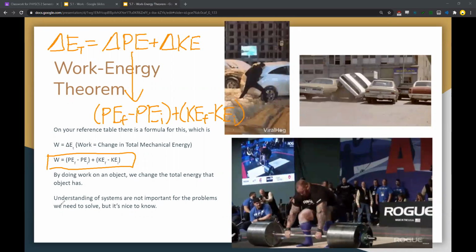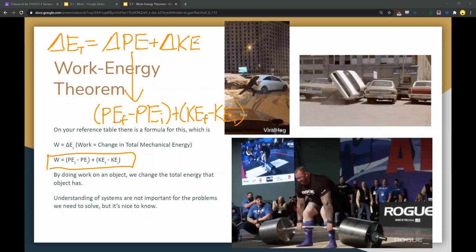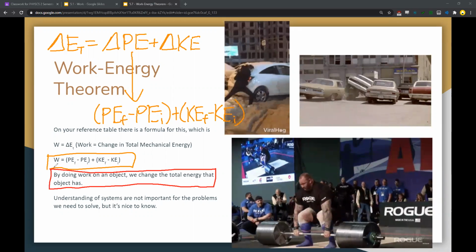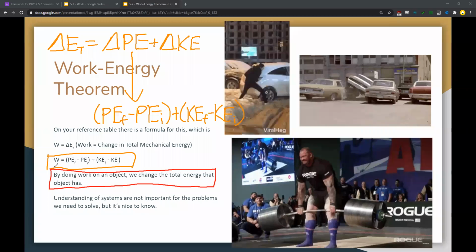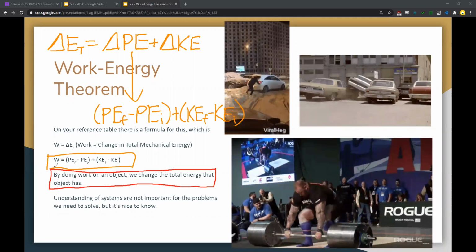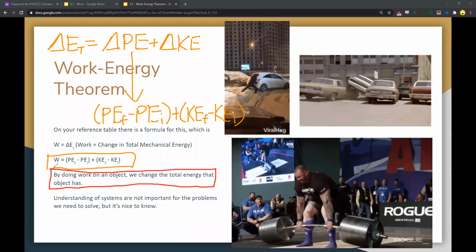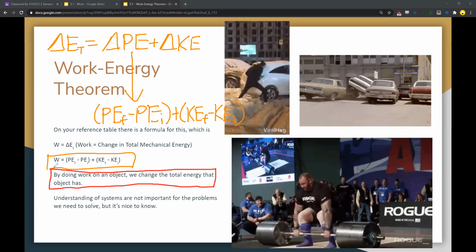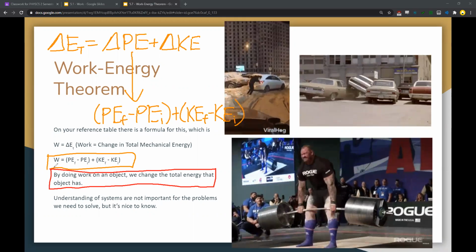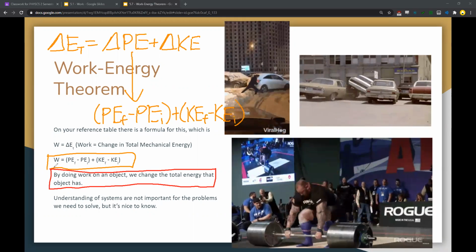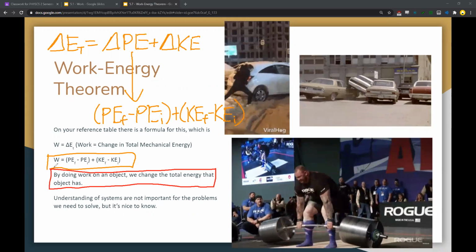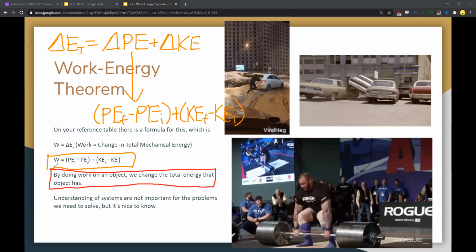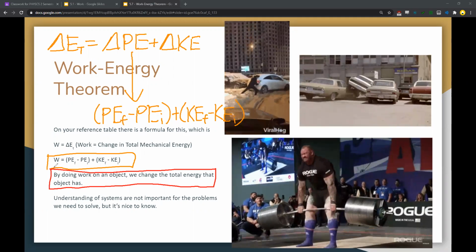Now, here's the important thing, right? Work energy theorem is extremely important. It's basically saying that if you do work on an object, you change the total energy that the object has. If someone pushes you, they're doing work on you. If you throw a ball, you do work on that ball. If you are writing something down, you are doing work on the pencil or the pen or whatever utensil you use. So basically, if you're applying a force over a distance, you're doing work on something. And when you do work on something, you change the energy that the object has.